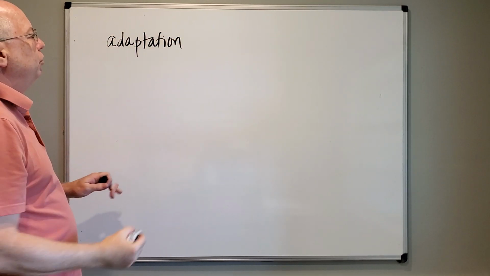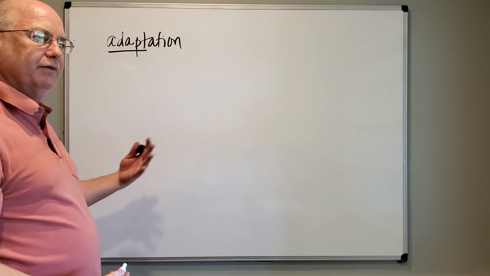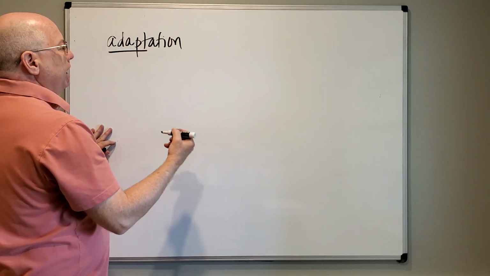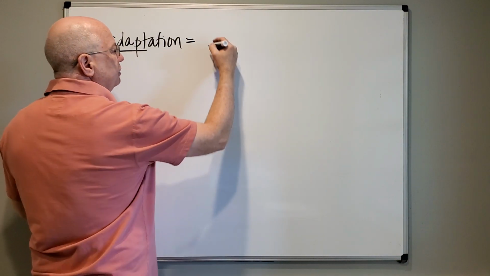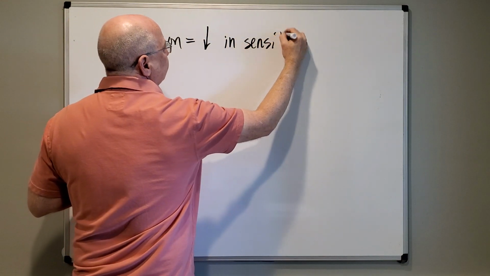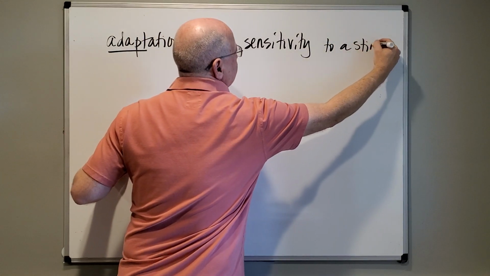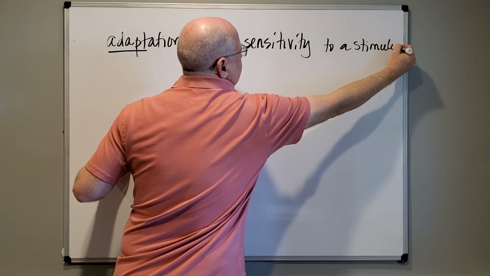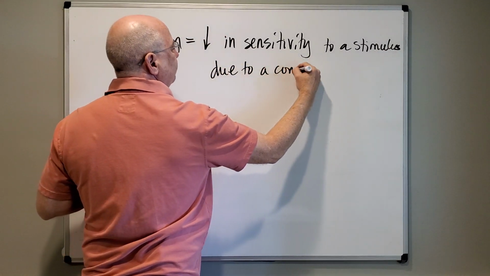Adaptation. Well, when we adapt to things, that means we get used to it. We kind of accommodate to whatever the changes in that area are. So an adaptation, in the world of sensory physiology, is defined as a decrease in sensitivity to a stimulus due to a constant stimulus.